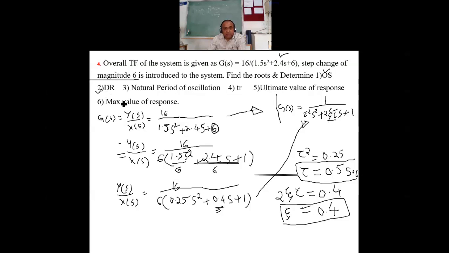Decay ratio, you have a formula. Then natural period of oscillation, also you have a formula. Rise time, also you have a formula. Try to find all these four. Okay, so apart from this, try to find the roots.